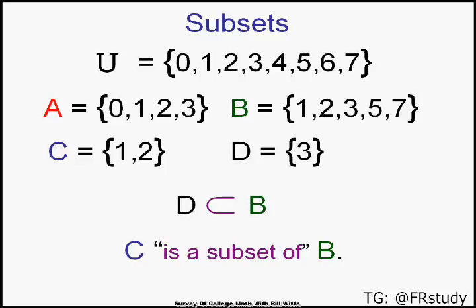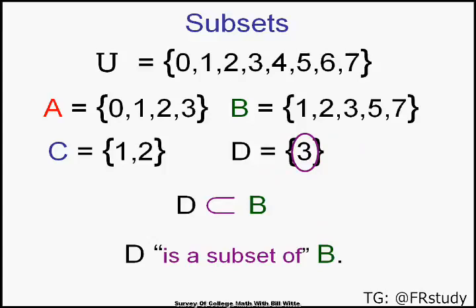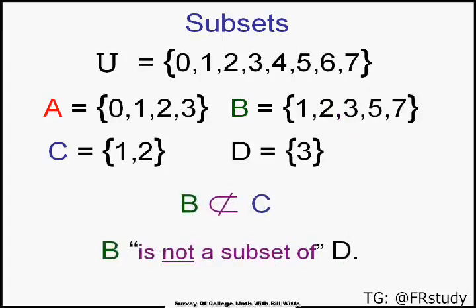D is a subset of B. You can see that 3 is contained in B. It's a subset. It's a part, kind of. This would be read, B is not a subset of C. B is not totally contained in C. As you can see, it's not. It has to be completely. It only takes one to screw it up. Okay?